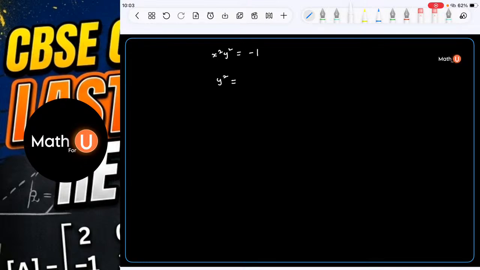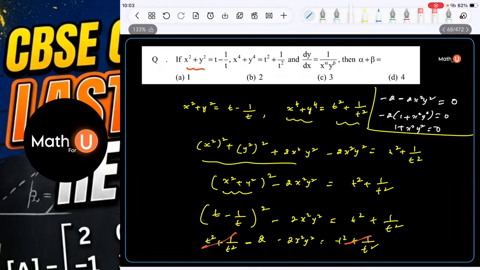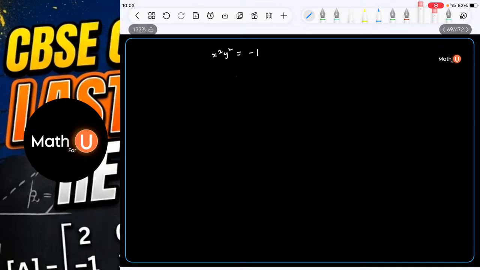Y square can be written as, okay, then what is the value? Okay, dy by dx we want. Then differentiate with respect to x, then apply product rule. See, x is an independent variable, y is a dependent variable, then apply product rule here. First function, second function, then apply product rule.